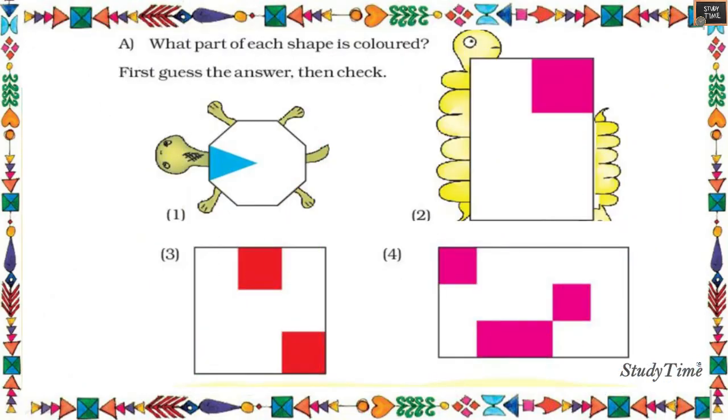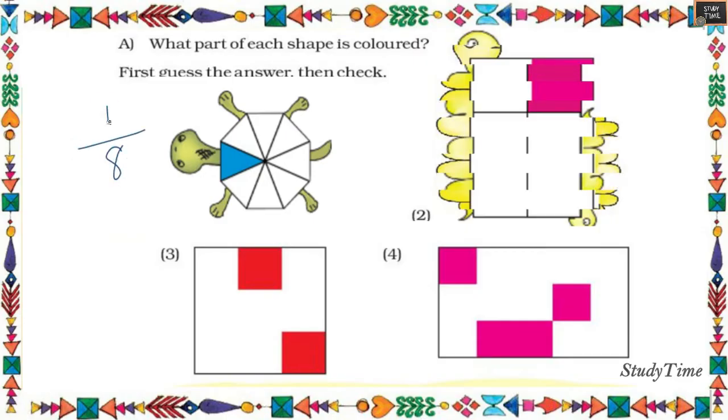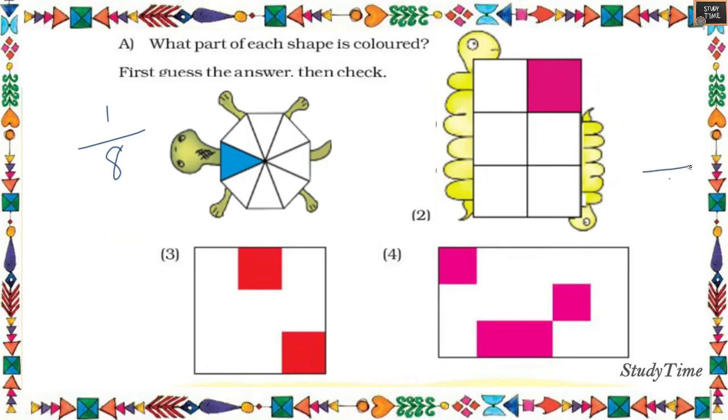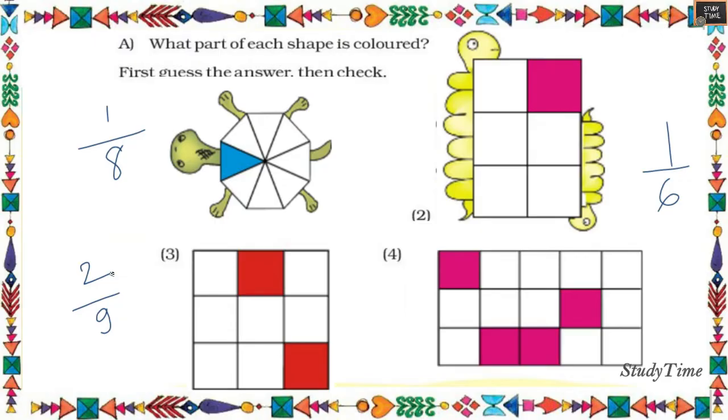Next, what part of each shape is colored? First guess the answer, then check. Here, first you have to imagine in which way it is divided. See here, this is the actual division. Here it is divided into 8 parts and 1 part is colored. Here in the second picture, it is divided into 6 parts and 1 part is colored. Here it is divided into 9 parts and 2 parts are colored. Here it is divided into 15 parts and 4 parts are colored.